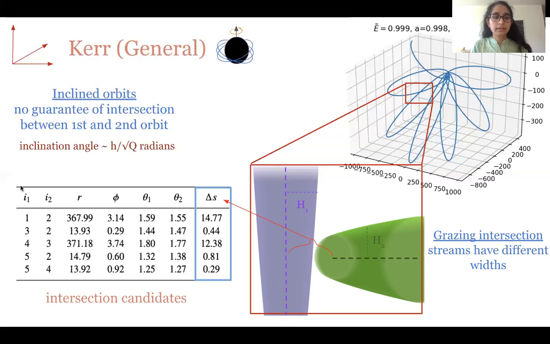It's useful to note here that I1 and I2 represent the number of the orbit that's intersecting. For example, this is I1, this is I2, this is 1, this is 2, this is 3, this is 4. And that's how you mark the orbit by a number. So we can see that we draw up the first few intersection candidates, or the first few points where the streams could be close enough to intersect. Now we just need to find the different stream widths. We already found delta S.